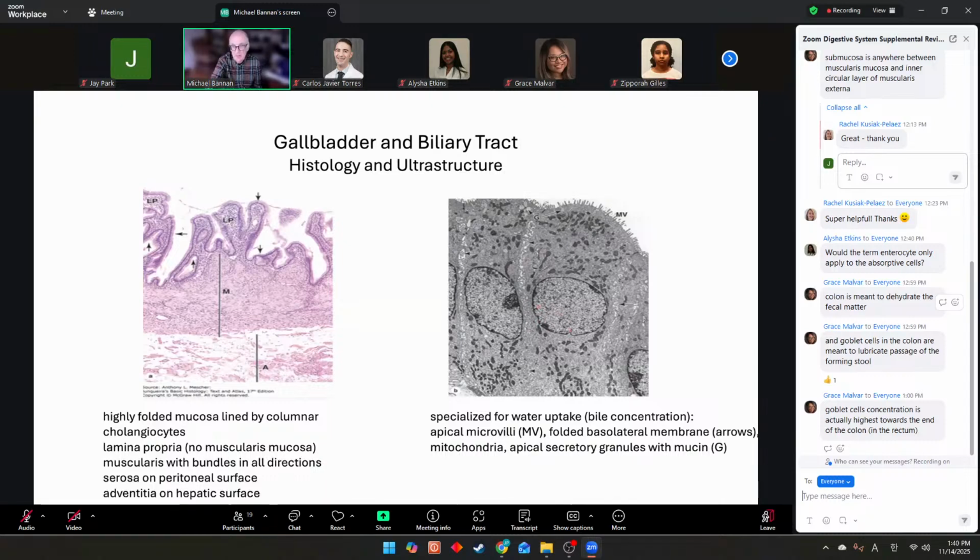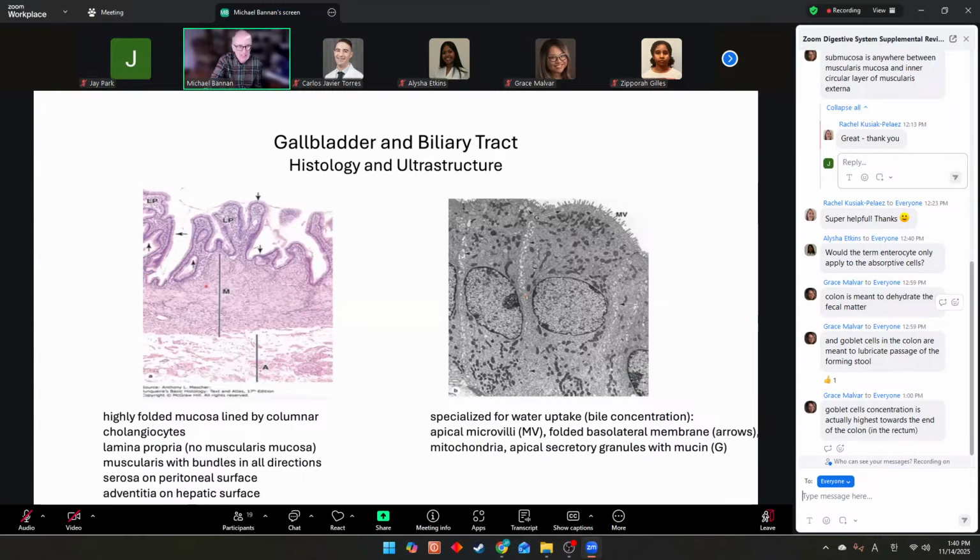So in a similar fashion, the cholangiocytes lining the gallbladder also are specialized for water uptake. They remove water from the lumen into the interstitial space of the tissue in the gallbladder, and they do this by folded basolateral membranes in a dilated intercellular space. So it's similar to what we saw in the lining of the colon.